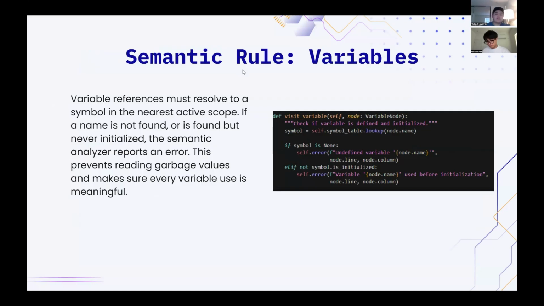Moving into our variable semantic rules, a variable reference must resolve to a symbol in the nearest active scope. If a name is not found or is found but never initialized, the semantic analyzer reports an error. This prevents reading garbage values and makes sure every variable use is meaningful.